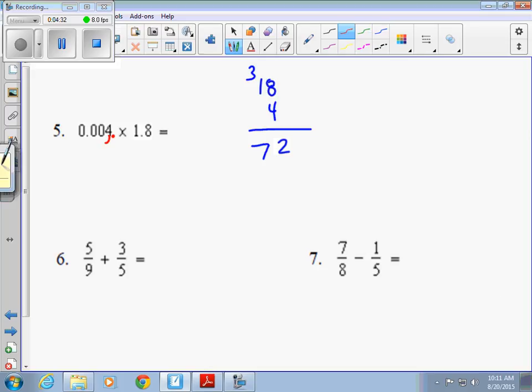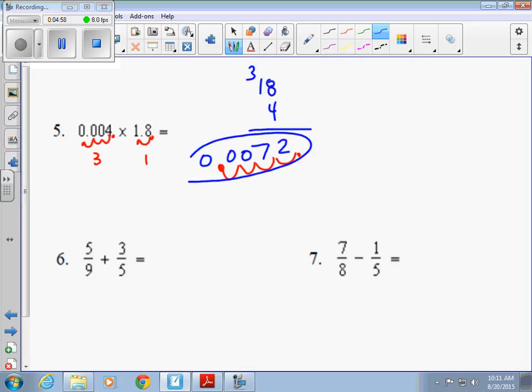So if the decimal moves 1, 2, 3 times for that one, and it moves 1 time for that one, you got to put that 3 and that 1 together, and you got to move that decimal 4 times the same direction. So when you move it once, twice, 3, 4 times, our decimal is going to wind up there. We need to fill in those 2 little egg crates. So 0.00, and if you need to put a 0 in front of the decimal just to make yourself see it a little bit easier, 0.0072.